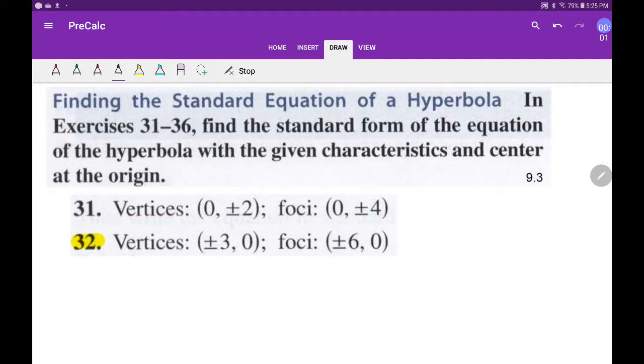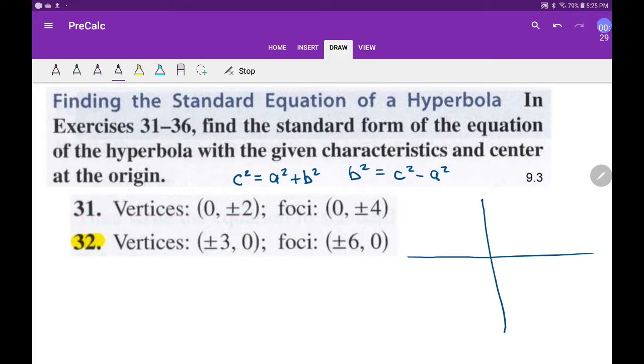As I look at this, I see that they're telling me the vertices, so they're telling me A, and the foci, so they're telling me C, and this is a hyperbola, so I know that C squared is equal to A squared plus B squared. So that means B squared is equal to C squared minus A squared. And I just need to know what C and A are, and that'll tell me what B is, and I can write the standard form of the equation. So let's see, the vertices.